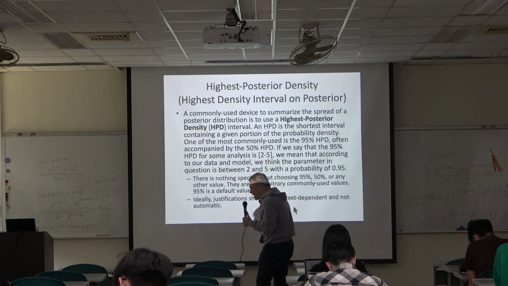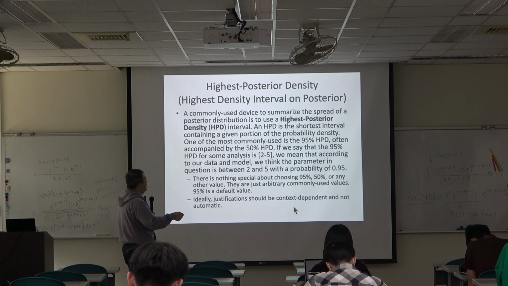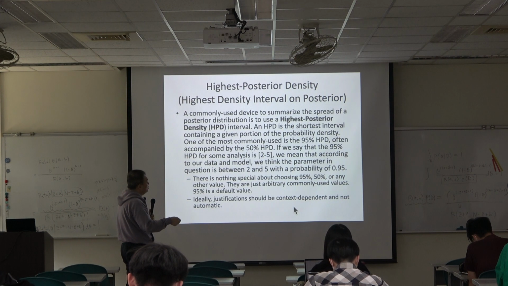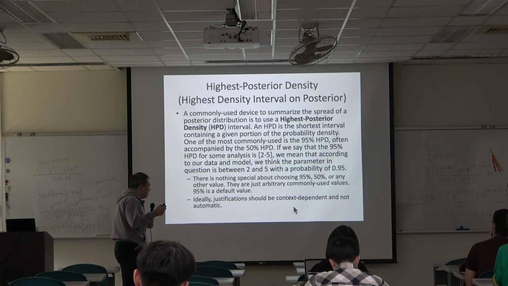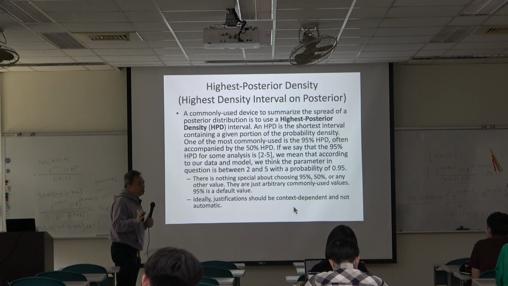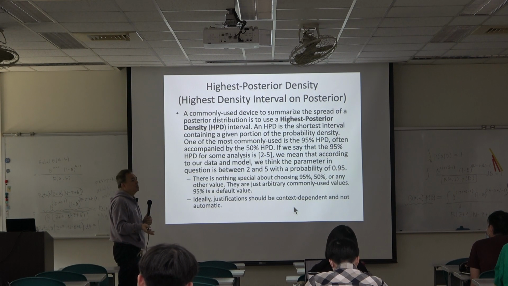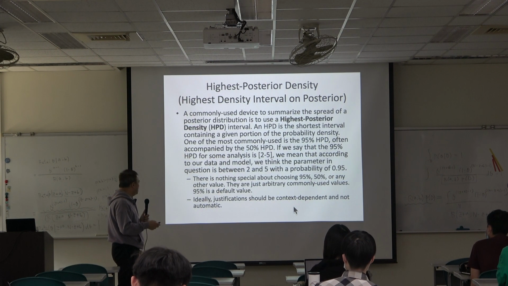So we normally do 95%, but we could do other percentages as well. According to our data model, we think the parameter in question is between 2 and 5, with a probability of 0.95. That's a 95% HDI or HPD. There's nothing special about choosing 95%, 50%, or any other value. They are just arbitrary, commonly used values. But 95% is the default value. To be honest, we use 95% the most. Ideally, justifications should be context dependent and not automatic.